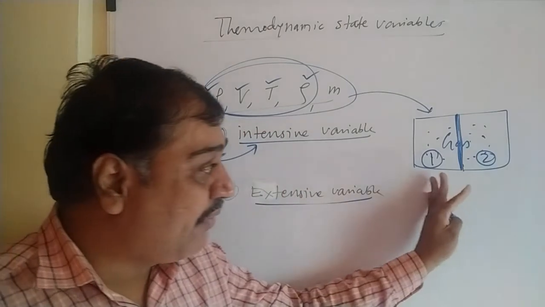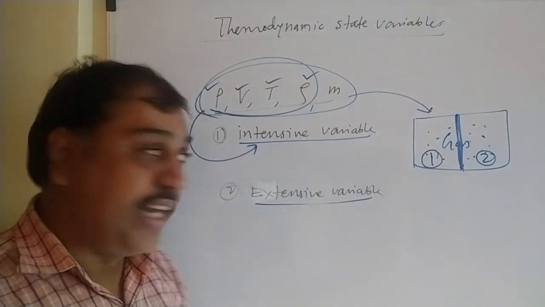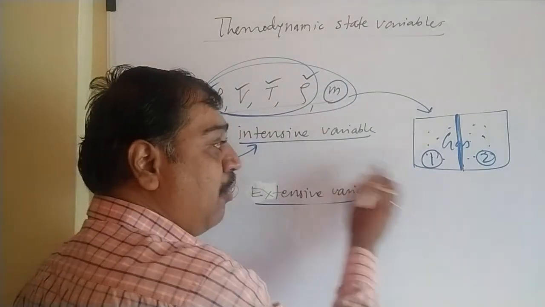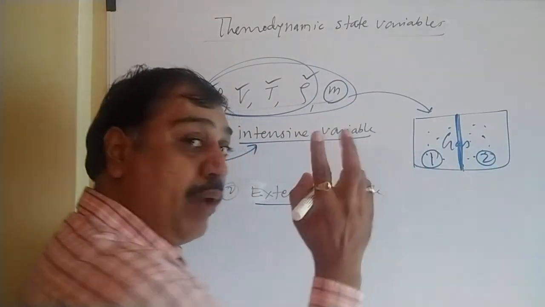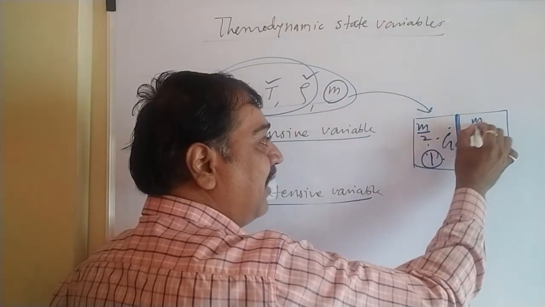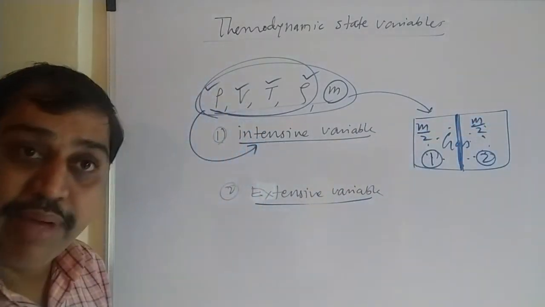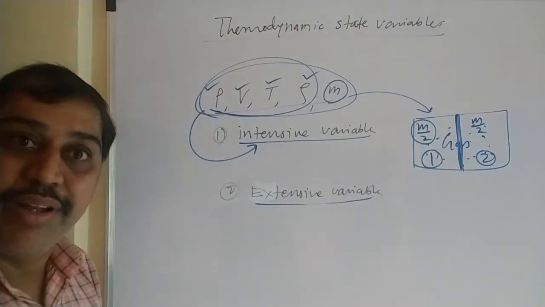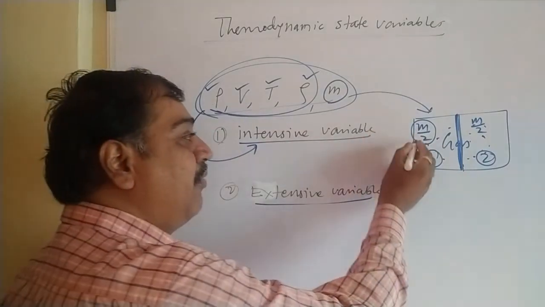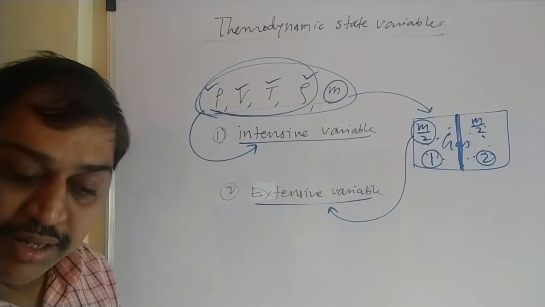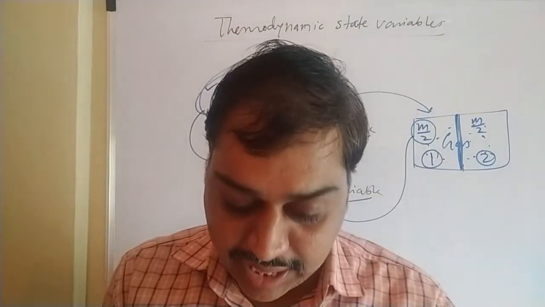But as we have divided equally into two parts, initially suppose the mass of the gas is M. Now the whole system is divided into two equal parts. So this mass is M by 2, and this mass is again M by 2. What will occur with the variable? Initially the variable is M, now it is M by 2. The variable gets changed, and such a variable which changes with the size is said to be an extensive variable. So these are the two types of variables that we have to learn.